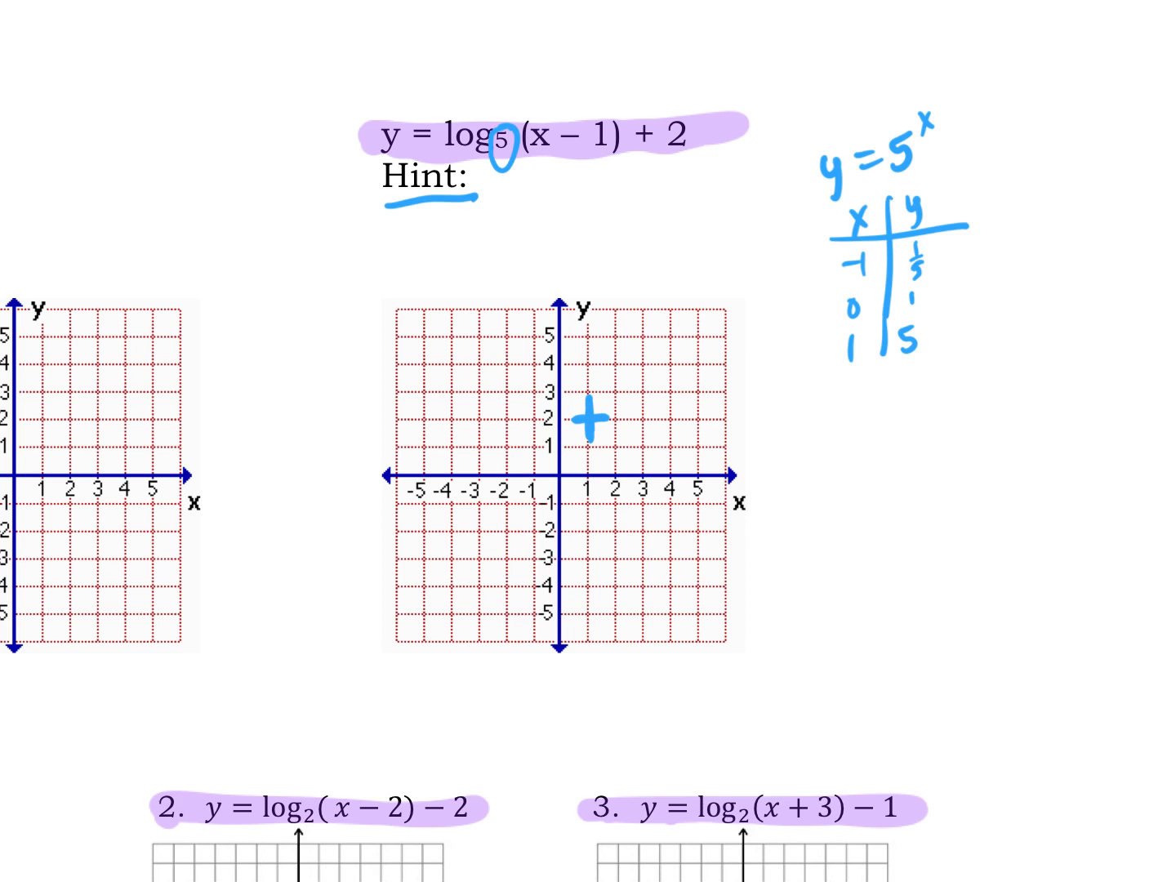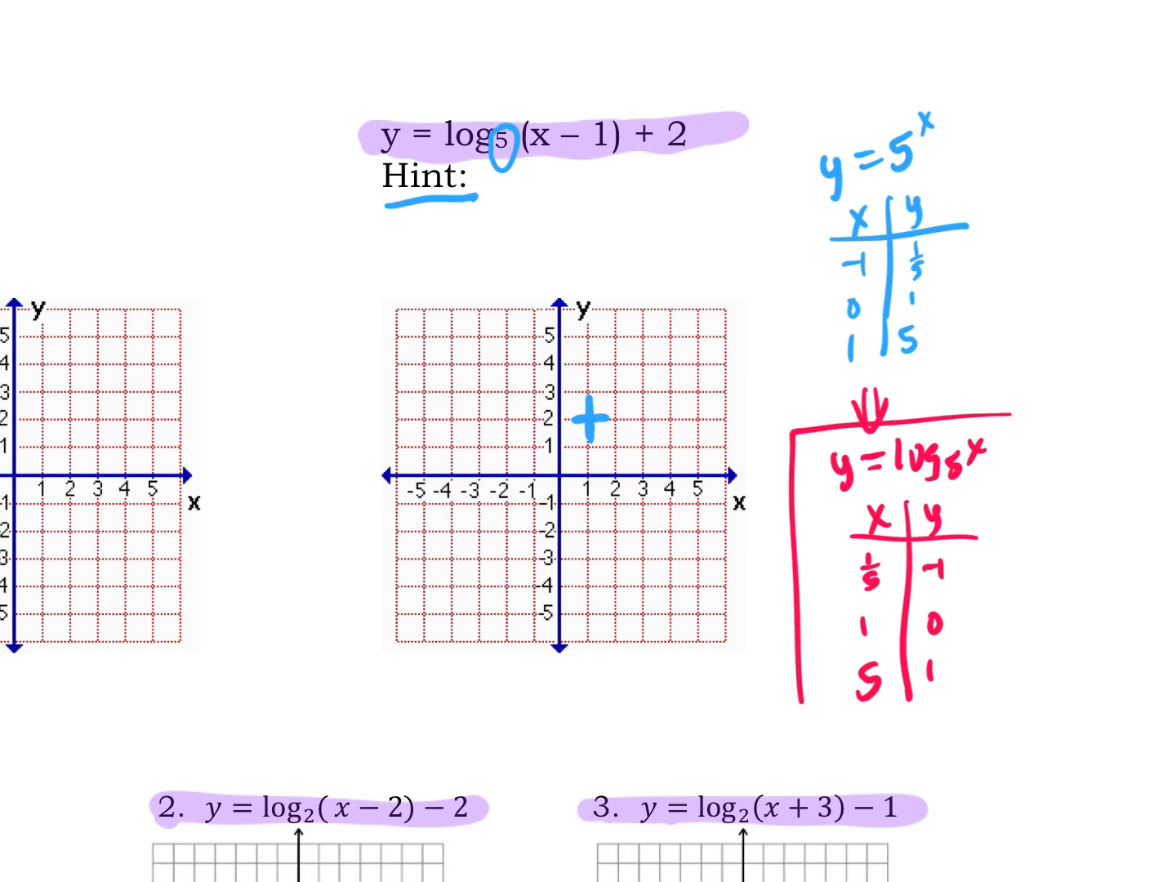But then what? Nick, what do we do next? Yep, we're going to flip all of that because we really want to think log base 5 of x. So we're switching those values. So that's what we're graphing, those points.